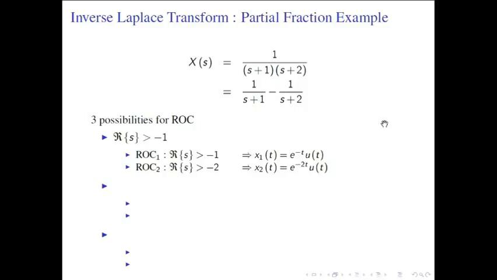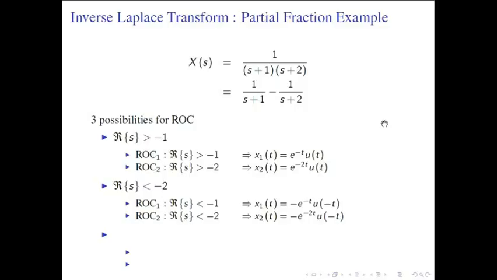The second case is when Re of s is less than minus 2. In that case, the ROC of the first part of the expression will be less than minus 1, and the ROC for the second part will be less than minus 2. Hence, giving us the final ROC as less than minus 2. In that case, your signals x1 of t and x2 of t will be minus e to the power minus t u of minus t and minus e to the power minus 2t u of minus t respectively.